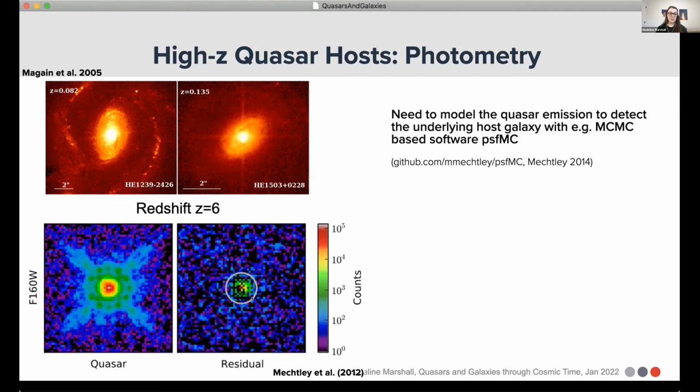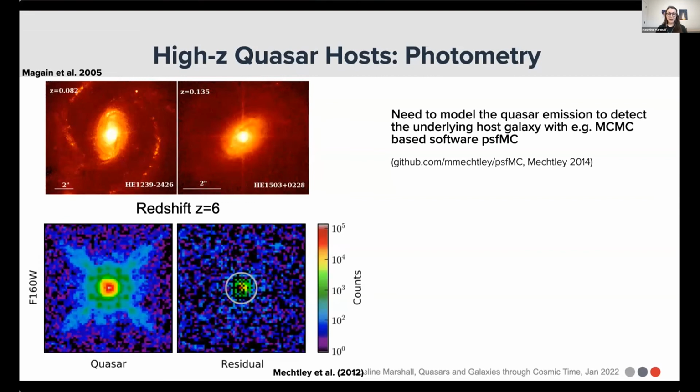So here's a subtraction of this quasar, and this is just residual noise. And so with our best instrument that we've got so far, Hubble, we cannot distinguish the host galaxies from the quasars in the rest frame UV or optical, just due to this resolution problem. So that's big problem 1.